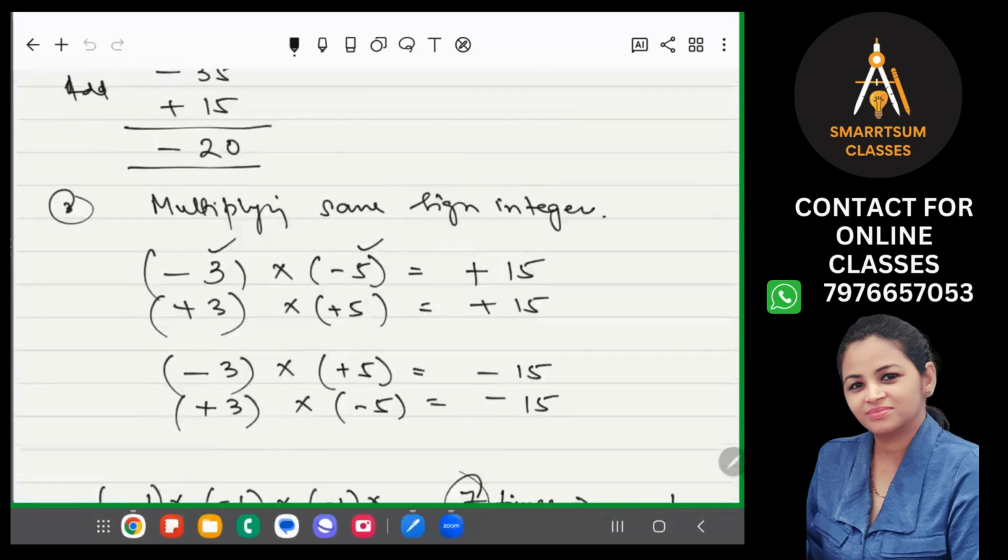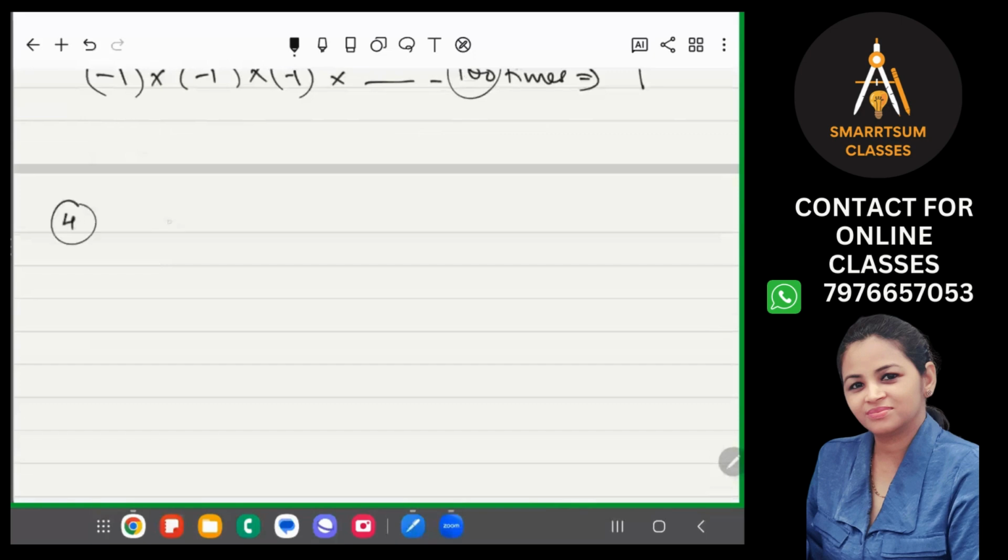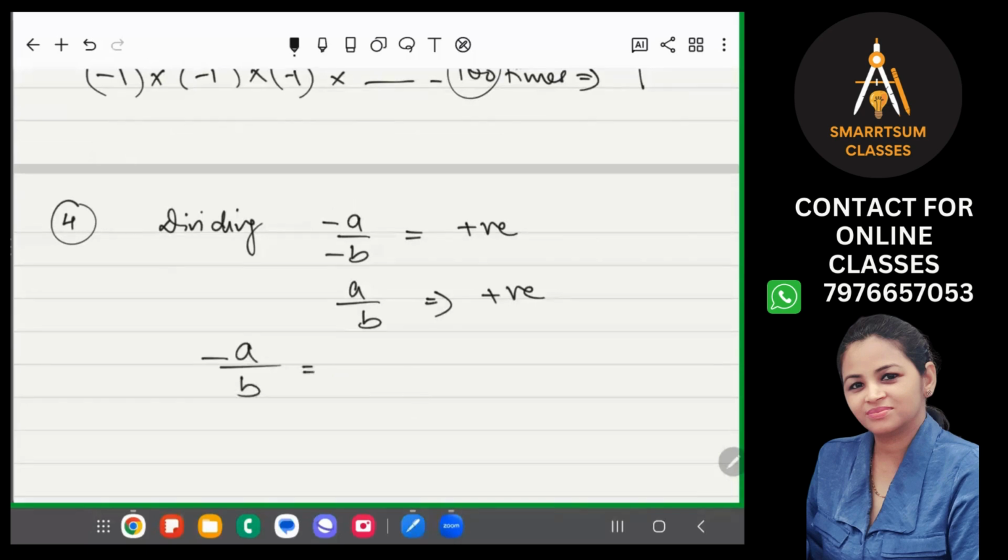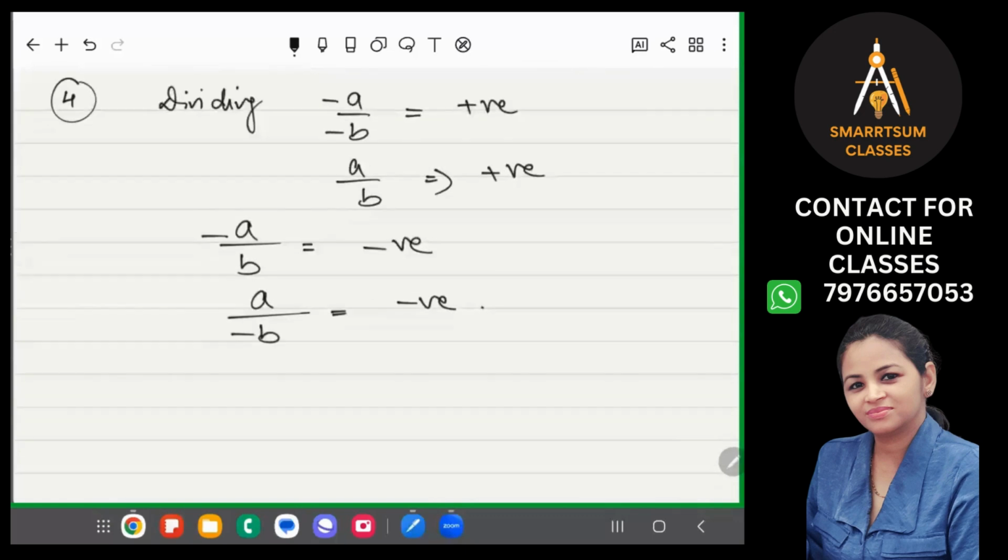When you are dividing the integers, when you are dividing same sign integers, minus a upon minus b, the result will be positive. If you are dividing two integers which are positive, then also your result will be positive. If you are dividing one negative number with another number that is positive, then your result will be negative. Or you are dividing a positive number with a negative number, then also your result will be negative. Is that clear?